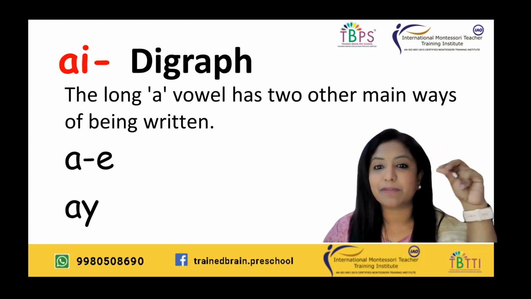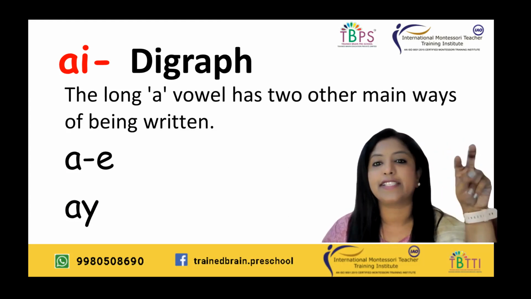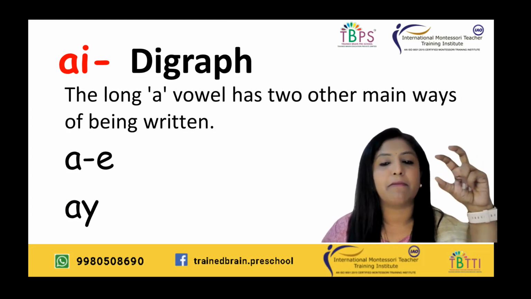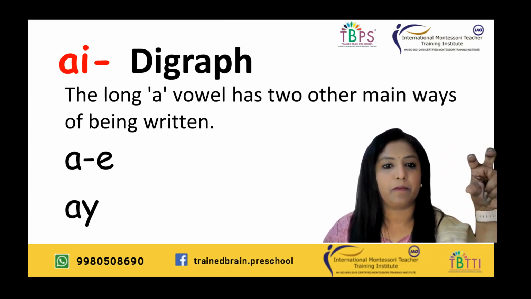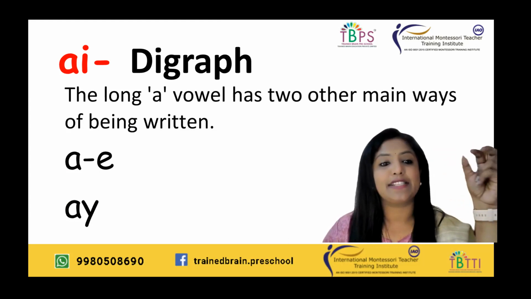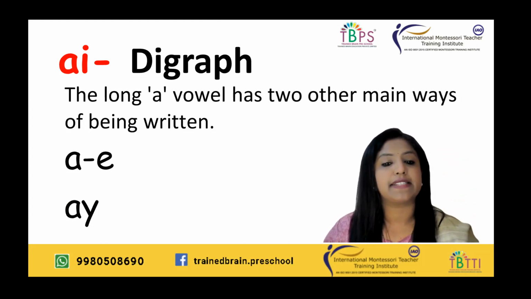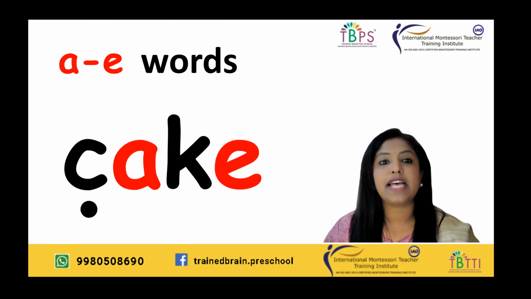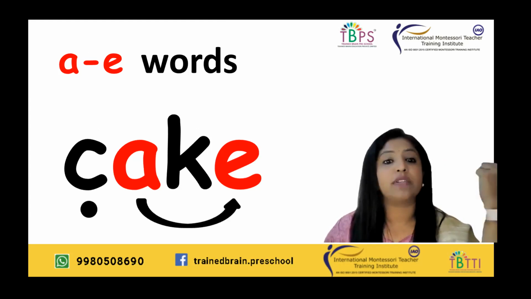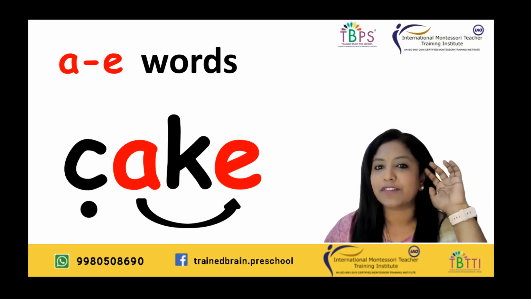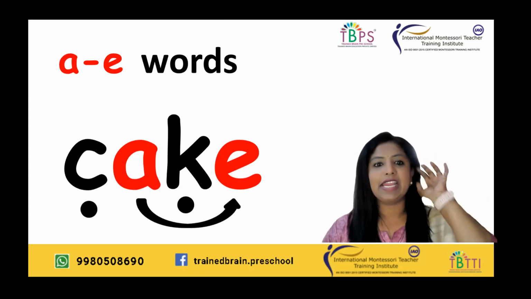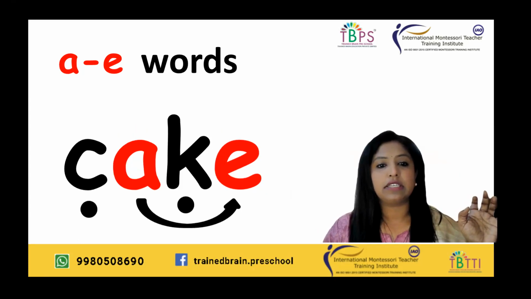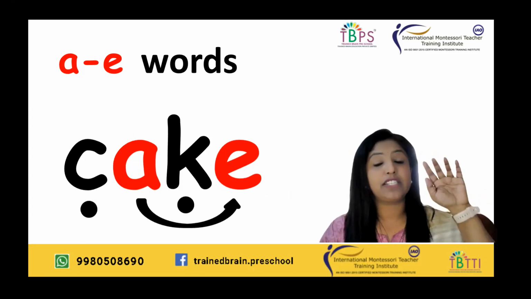Why do I say them as a split digraph? Because the two vowels have been split by a consonant in between. Correct? So AY is also together and that also makes the sound AI. So when we have words like this, how should the child read? The first sound is, second sound is, what is the second sound? A. So what's my action? I do this. A. And then the third sound? Third sound. Not K. What's the third sound?